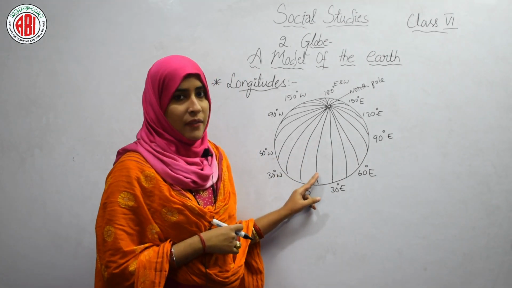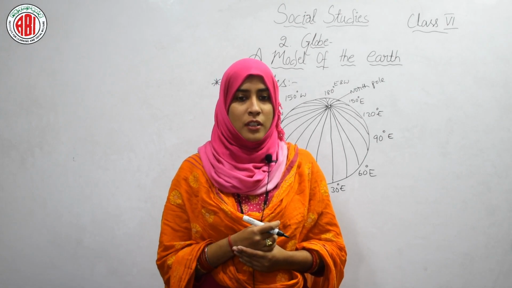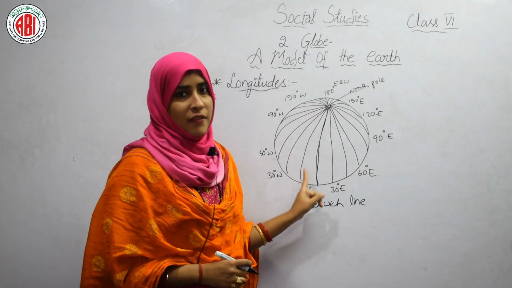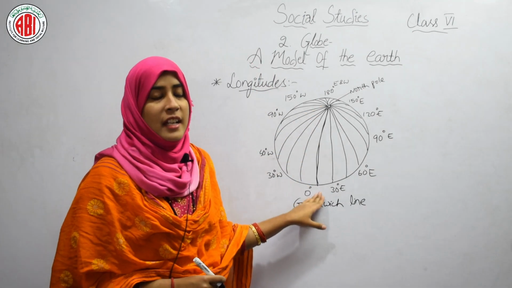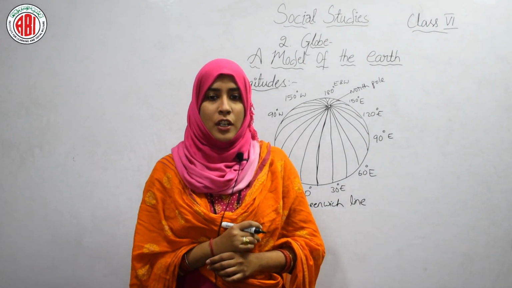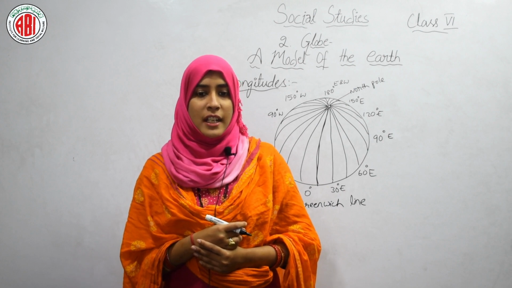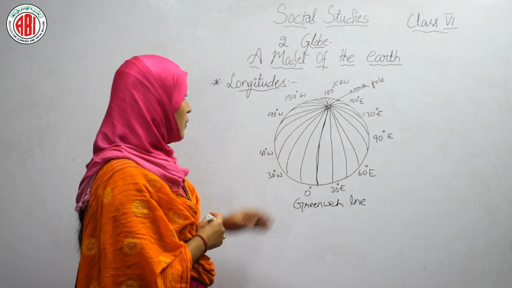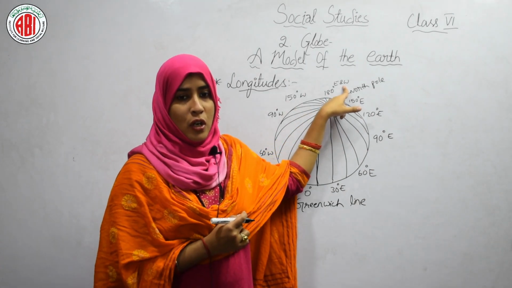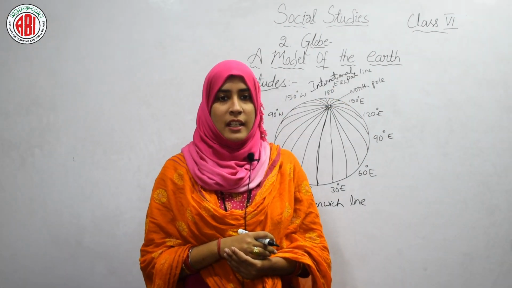Every line has the same length, and there are two main longitudes: the Greenwich line, which is also called 0 degree longitude. There is a Greenwich line at the middle of the globe, and we call it 0 degree longitude. And the international date line, which is also called 180 degree east or west longitude. You will learn more about the importance of these lines in the higher classes.